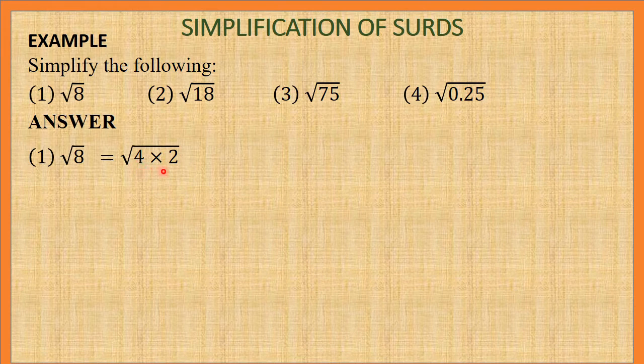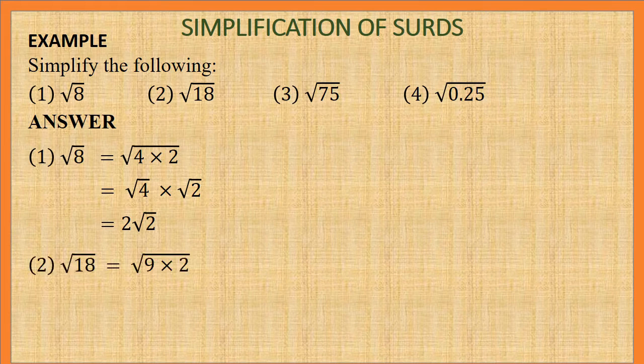Then one of the rules says that when you have a product of factors under the square root, we can separate them as square root of 4 times square root of 2. And we know the square root of 4 gives us 2 because 4 is a perfect square. So 2 is then multiplied by root of 2, and that gives us 2 root of 2. So root of 8 is simplified as 2 root of 2.